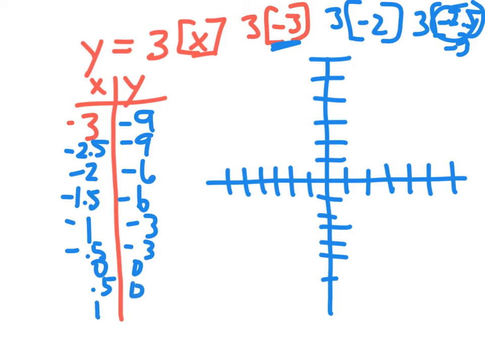And you can kind of see what's going on here. At 1, it's already an integer. 3 times 1 is 3. And I'll stop at 1.5. That's also going to be 3. So if we take a look at this, these are going to be short little segments.